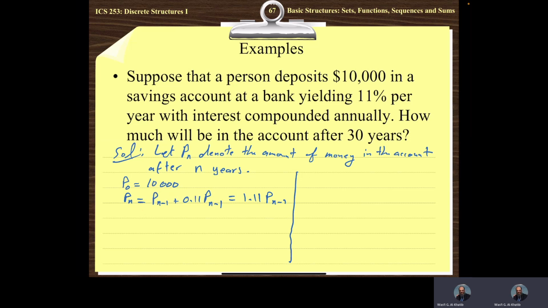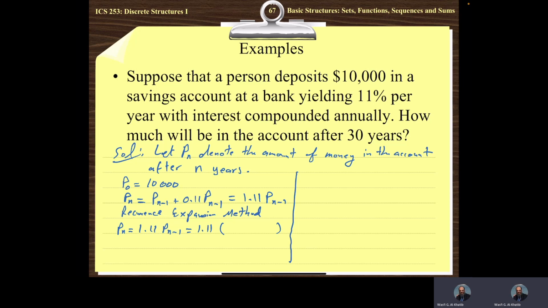Now, how do we solve it? Usually we use a method called the recurrence expansion method. I think your book maybe calls it the iterative method, where you try to come up with the closed form solution by successively substituting P_{n-1}, P_{n-2}, and so on. So let's do what it says. P_n is 1.11 P_{n-1}, right? So P_n is equal to 1.11 P_{n-1}, which is equal to 1.11, and then I will put brackets.